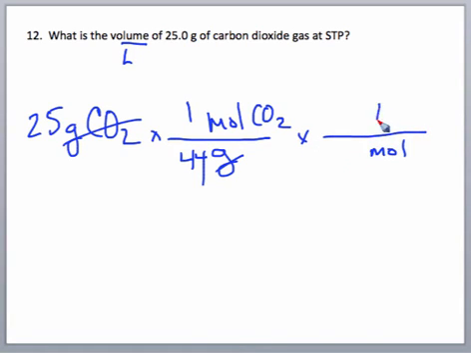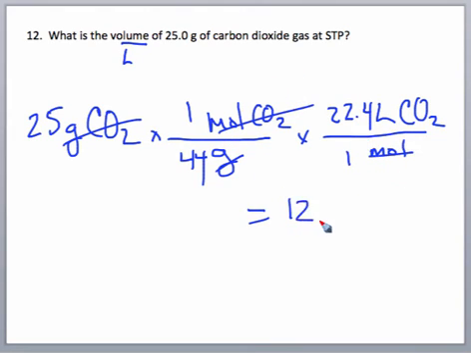1 mole is 22.4 liters, and that's carbon dioxide. So moles cancel. Do the math there, and you will get 12.7 liters. And again, I'm going through these kind of quickly, but this is just a quick review for you to use. So if you have specific questions, ask again in class. All right, let's move on.